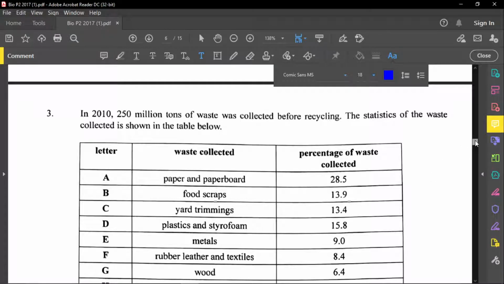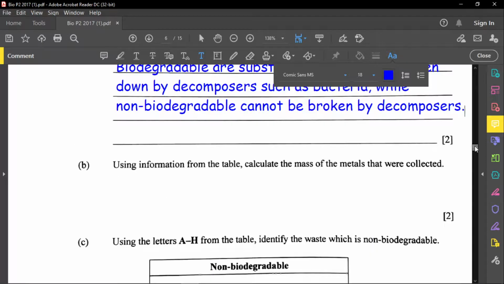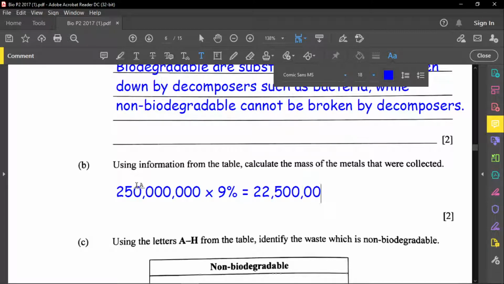So let's go down into that. As metal is only 9%, we're going to write our 250 million and find 9% of that. All right, that's 250 million. I want to find 9% of that, so you can just multiply by 9%, which is simply 9 divided by 100. Let's calculate that, and that will give us 22,500,000. Yes, that's correct. That is 22,500,000 tons.